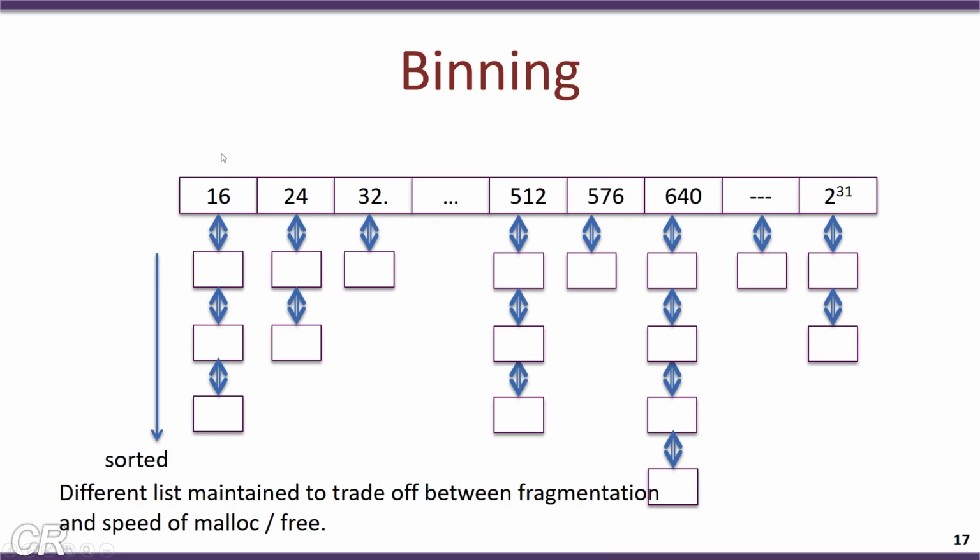So for example, over here we have a linked list of chunks which are of 16 bytes. On the other hand, we have over here a linked list of chunks comprising anything from 577 to 640 bytes. So now in this particular case, when a malloc gets invoked, it can directly go to that particular linked list and select the appropriate free chunk and allocate that particular free chunk much more quickly.